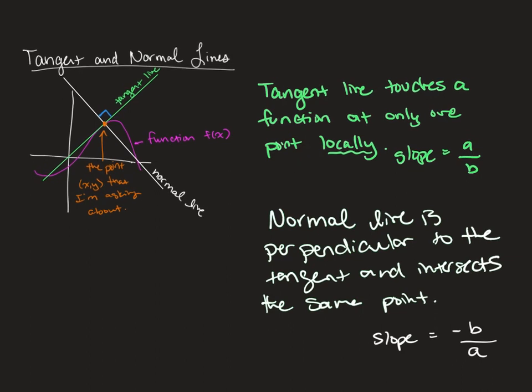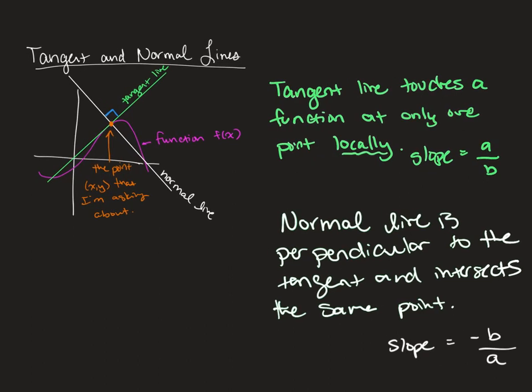So here's the rule for this. A tangent line touches the function at only one point locally. The slope is whatever that is, a over b. A normal line is perpendicular, creates a 90-degree angle to the tangent, and intersects at the same point. So its slope is negative b over a. If you remember, these are opposite reciprocals of each other. So let's do a quick example of a tangent line.